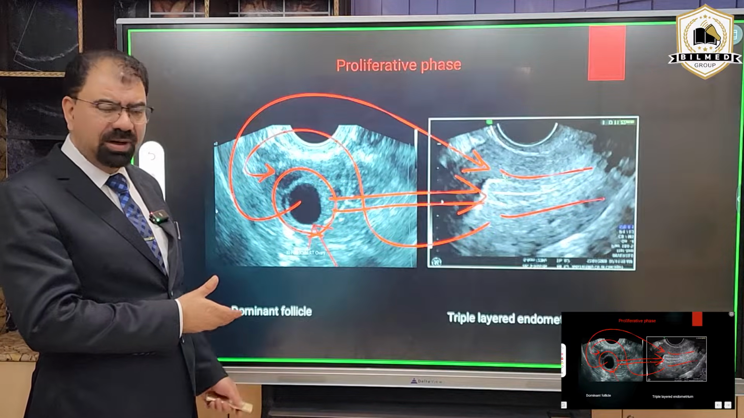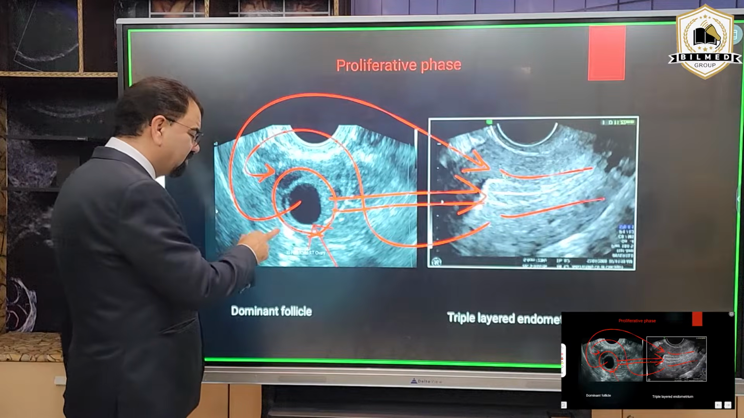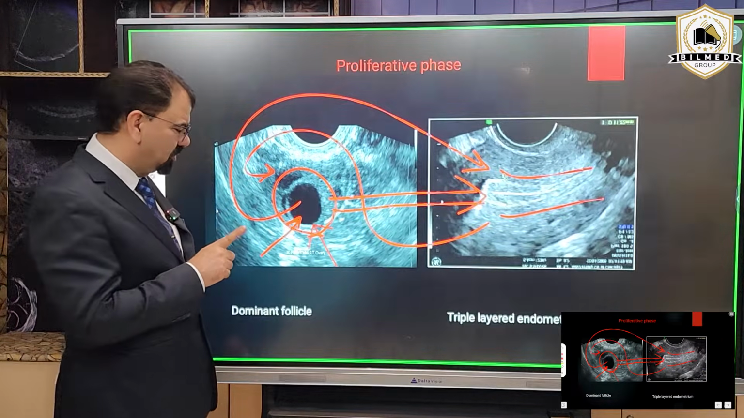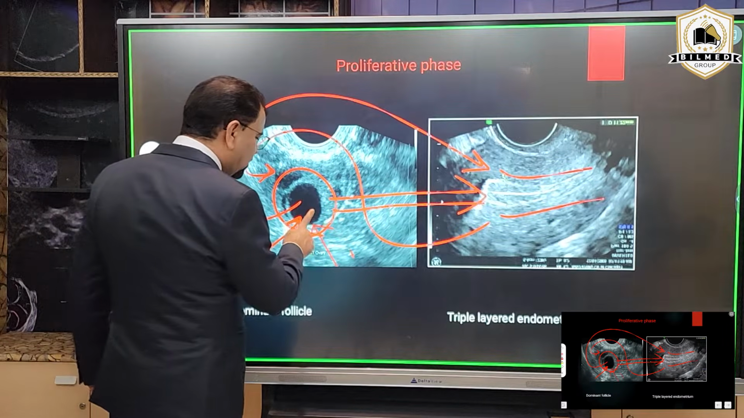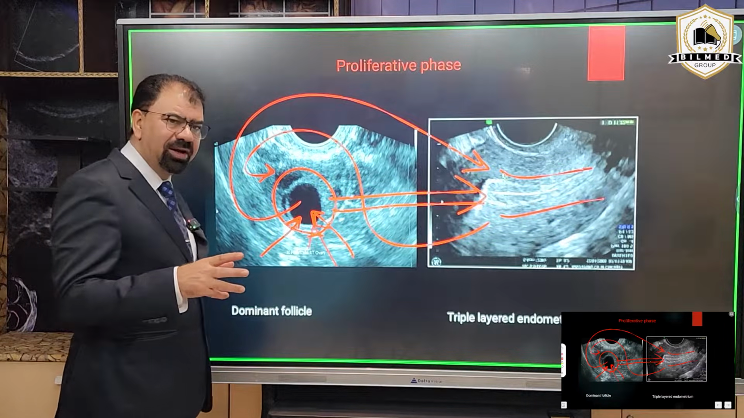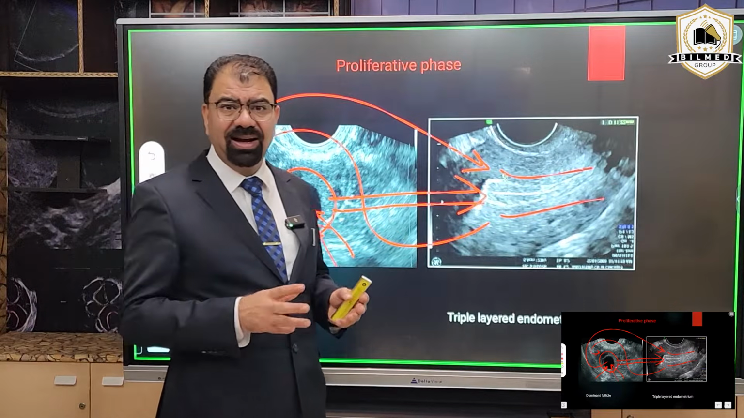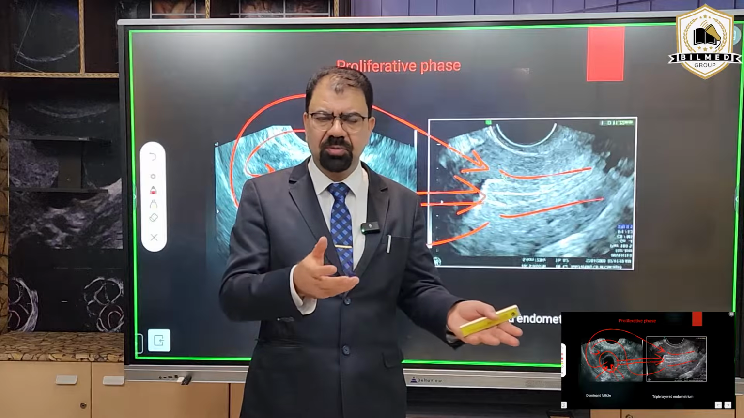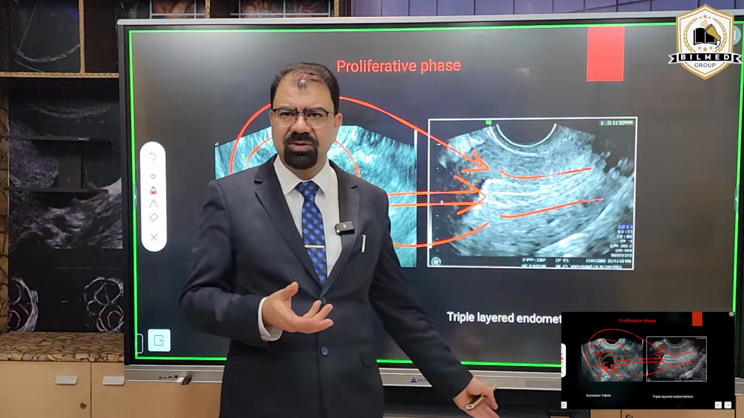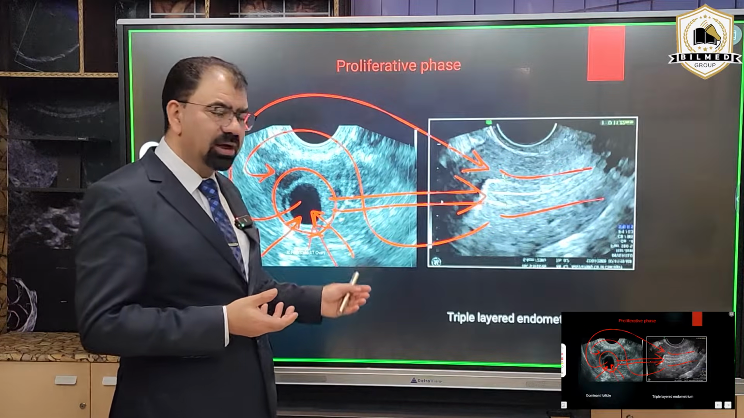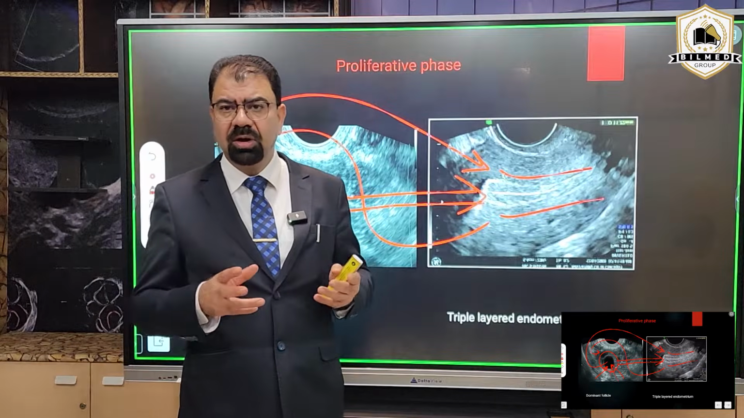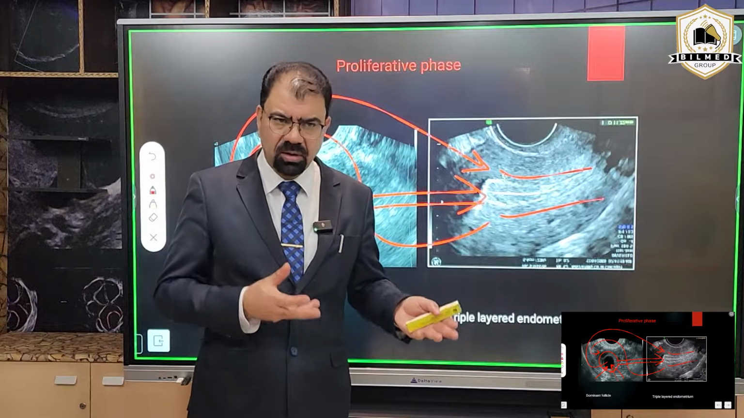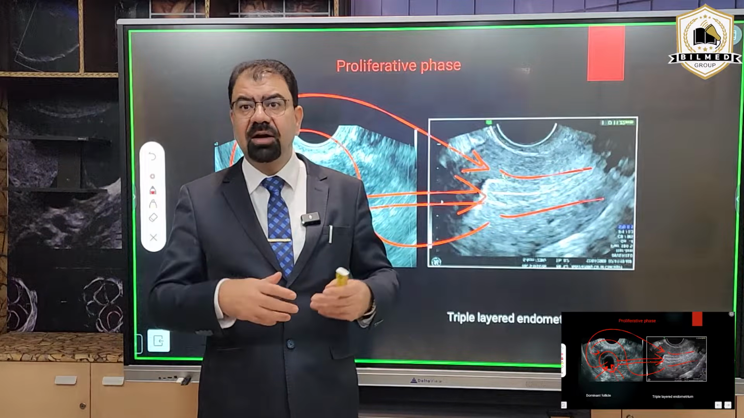You all know this, but the point here is that if this is not an unruptured follicle, try to understand. Sometimes a ruptured follicle will look like a dominant follicle. If you are having a corpus luteum, sometimes it has the same echogenicity as the follicle. Then you will not come to know whether you are dealing with a dominant follicle or a ruptured one.